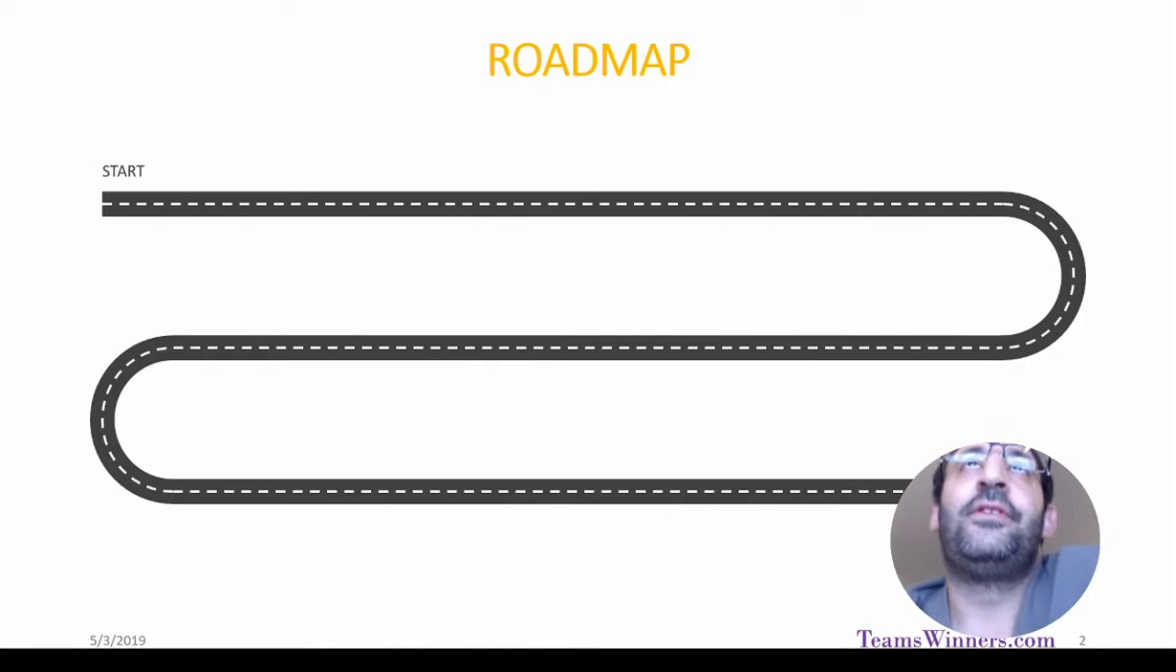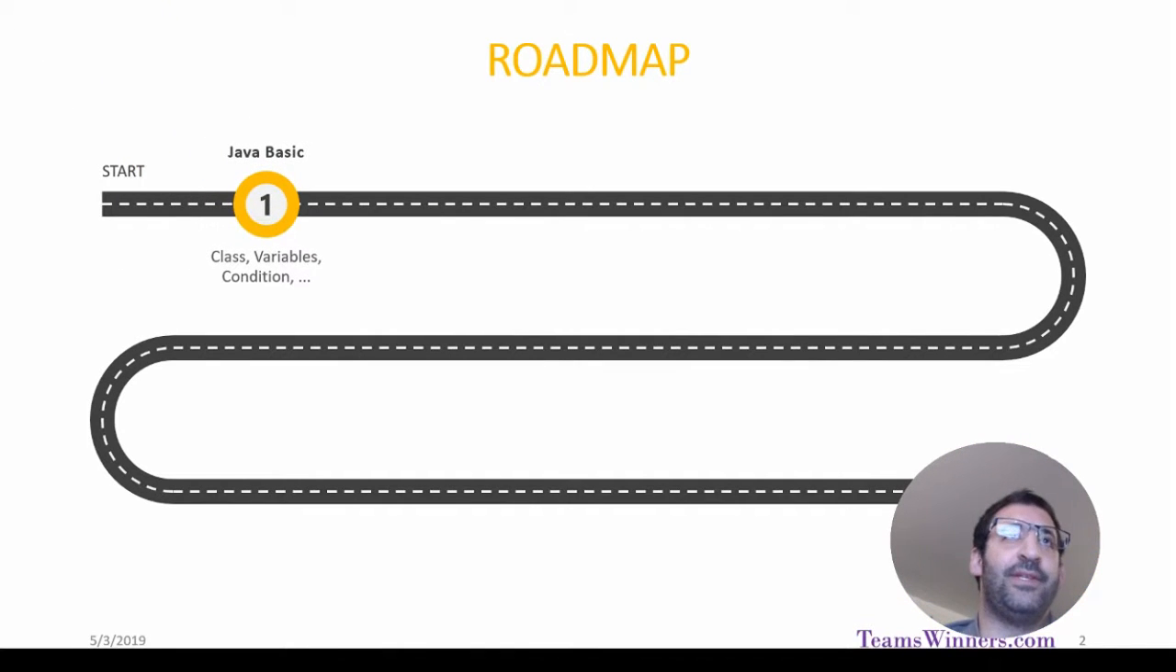In this course, the roadmap will be as follows. First, I will talk about Java basic concepts. Why? Because Android development is based on Java, and we need to understand some Java concepts, such as class, variable, condition, loops. And if I forget something in this chapter, I will add it when I begin Android Studio development.